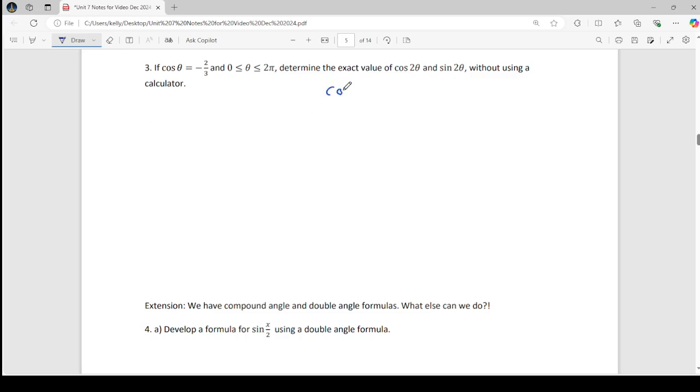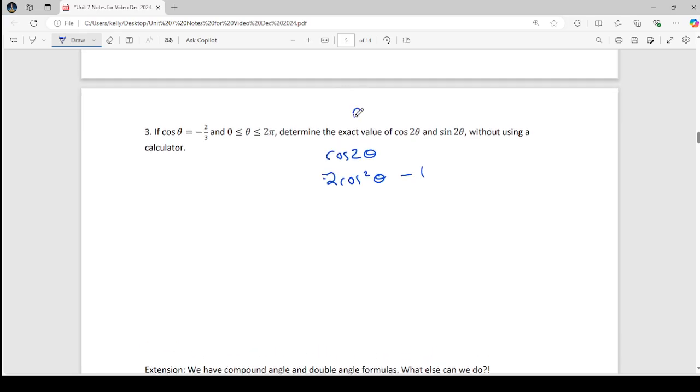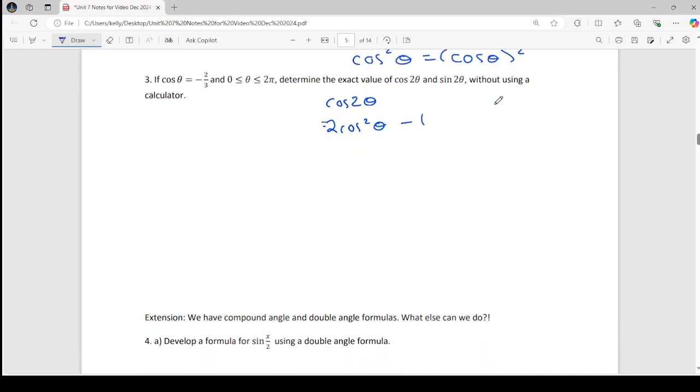So we want to find cos 2 theta. And the info we have right now is cos theta. So why don't we use the formula with cos theta, which is 2 cos theta squared minus 1. Just remember that we write cos squared theta to mean cos theta all squared. So I'm going to plug in negative 2/3 for cos theta and then square it. So then we'll have 4 over 9, 2 times 4 over 9 minus 1.